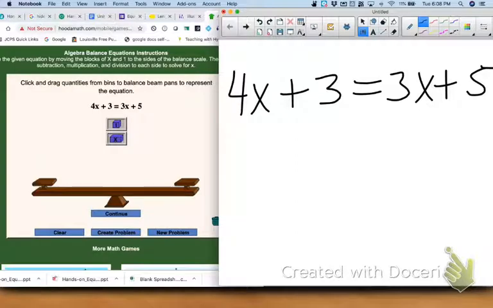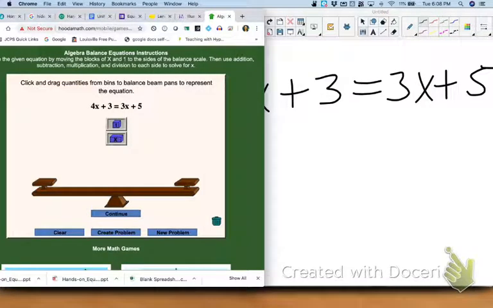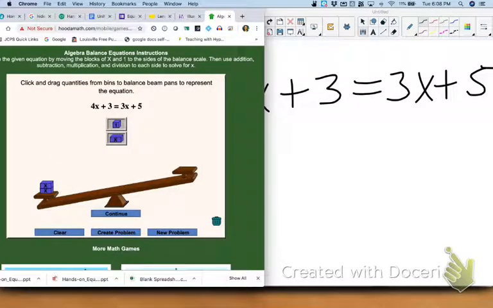Okay, so hopefully you've had a minute to think about how you would build it. I'm going to go ahead and do it. So in order to represent the 4x on the left-hand side, I'm going to drag 4 x's over. So 1, 2, 3, and 4. And then to represent the 3, I'm going to drag over 3 units.